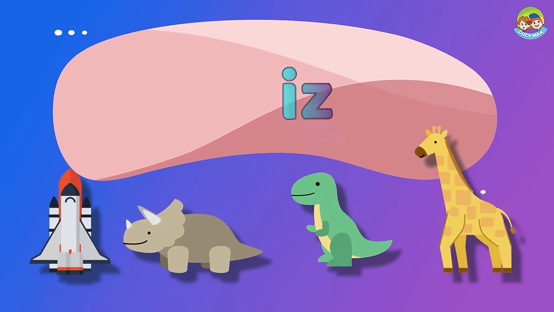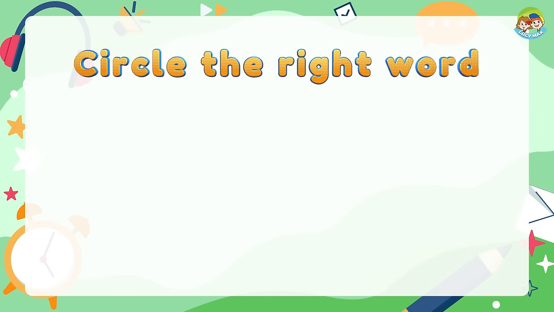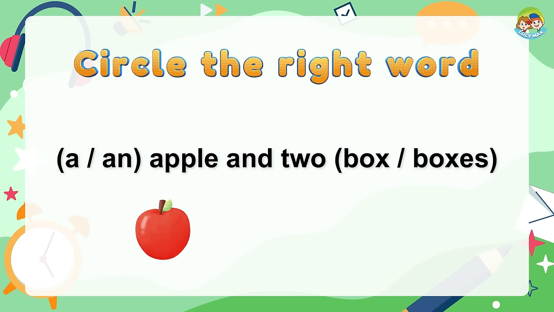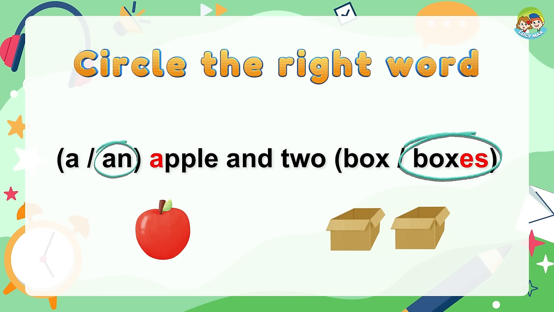Quiz. Circle the right word. An apple. Apple is one. It begins with a vowel. We pick an apple. Two box, boxes. Two is more than one. We add es. Circle boxes. An apple and two boxes.